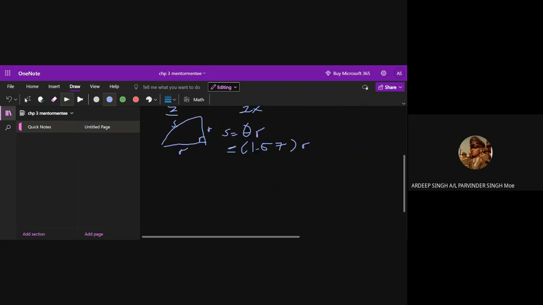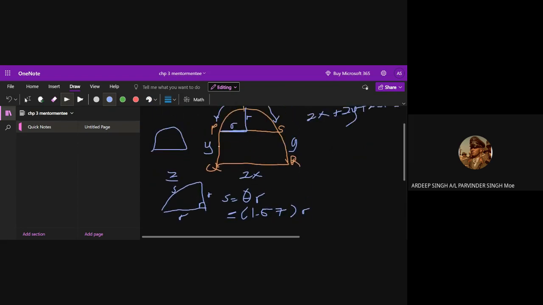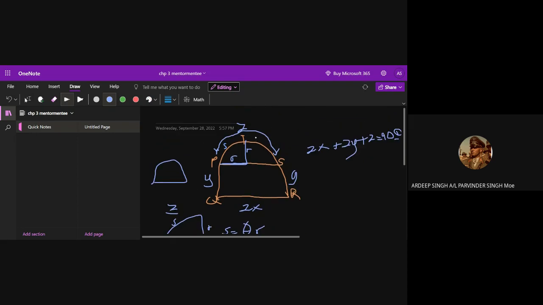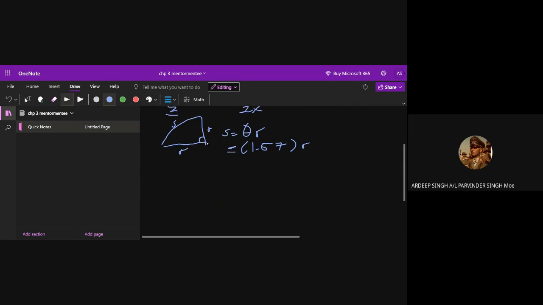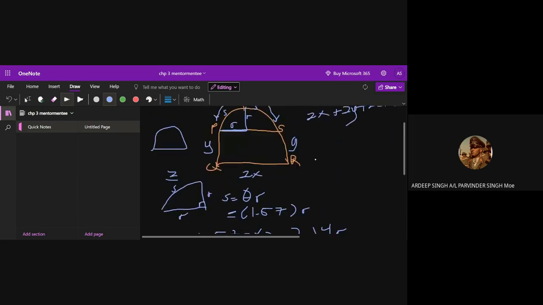So that means from here we know the s already. But Z will be 2s, because here will be s here, and another s here, right? You understand? So that means 1.57 r times 2, you will get altogether 1.57 times 2. Let me use calculator this time. It will be 3.14 r. So we know Z is 3.14 r.